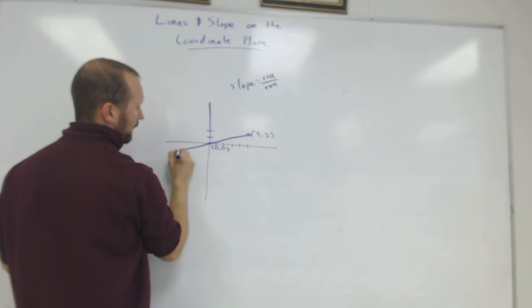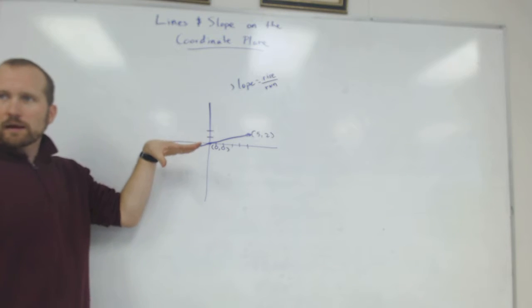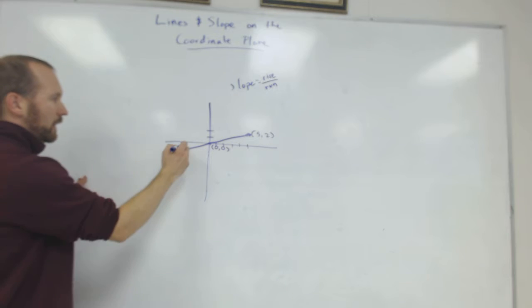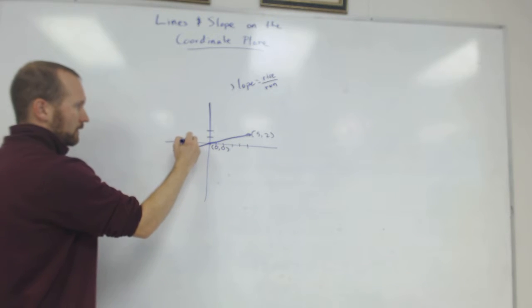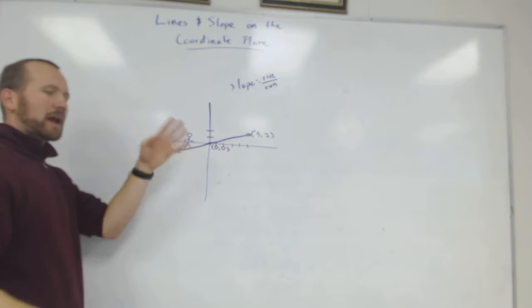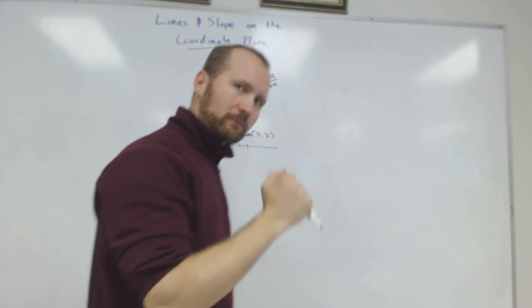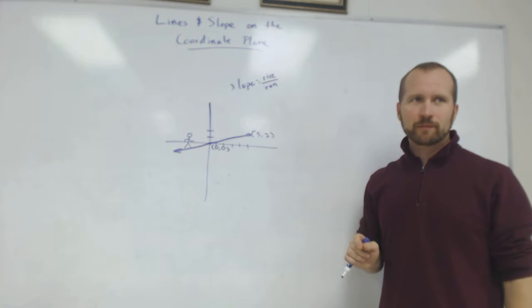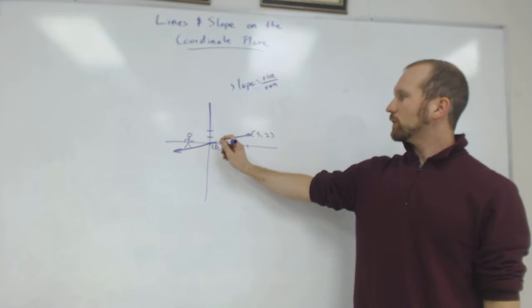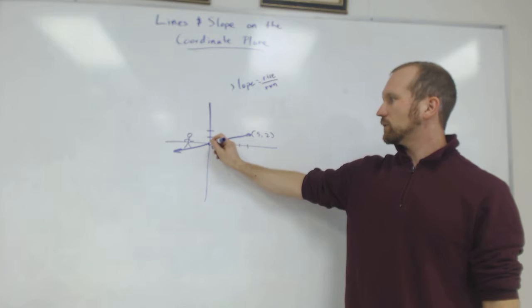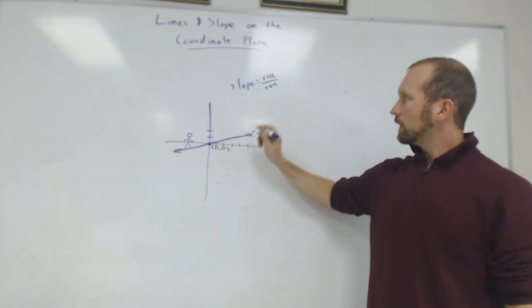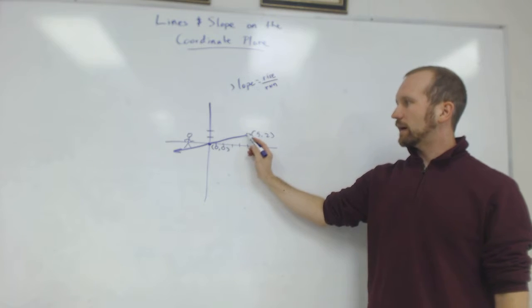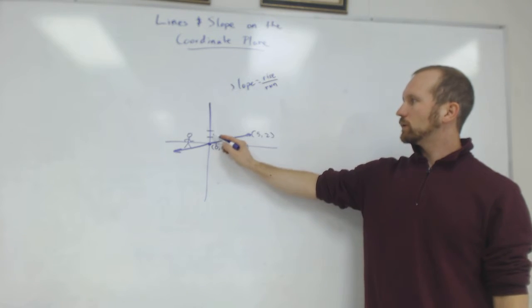Would you agree with me that that line is shallow? Has like a shallow slope. If I were walking up this hill, right, I'd be pretty happy. I could walk up that pretty easily. So how do we find the slope? Well, I start at the point (0, 0). My slope is rise over run. So how much do I rise to get to (5, 2)? I have to go up 2.